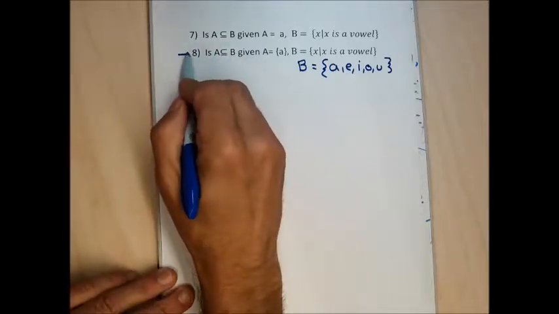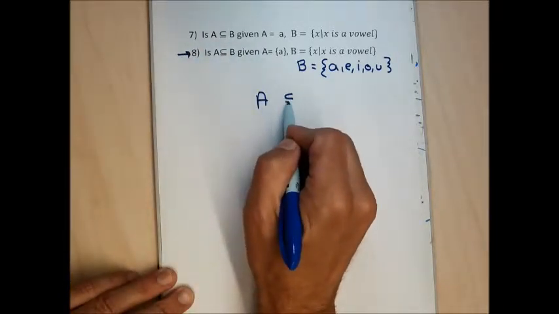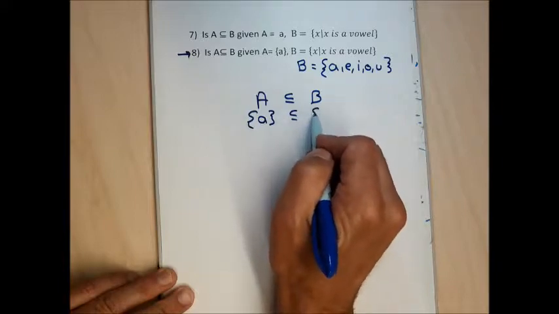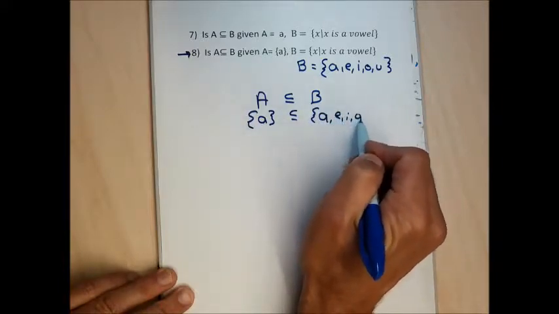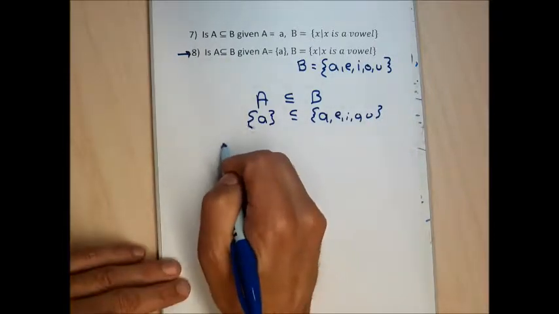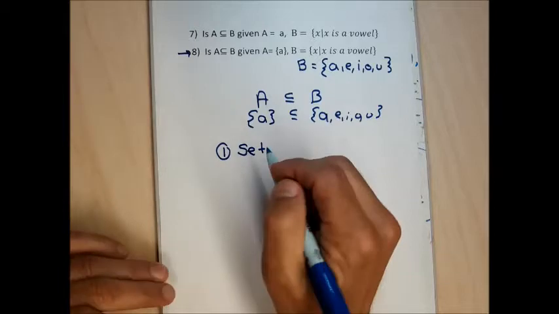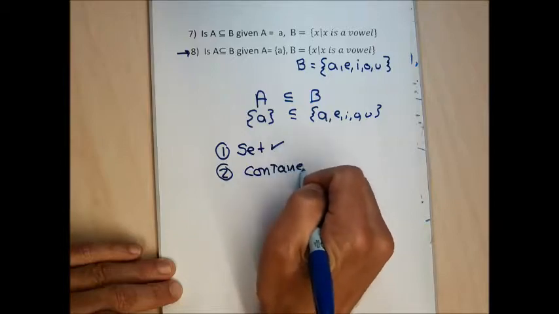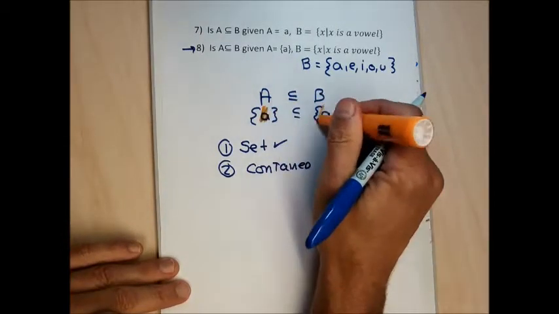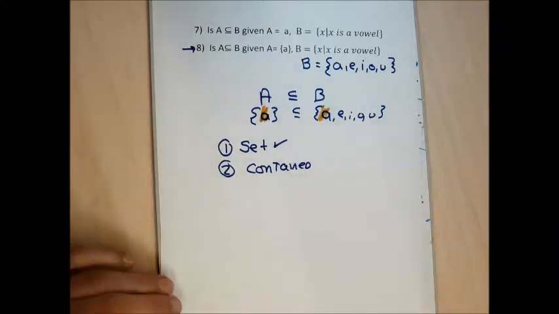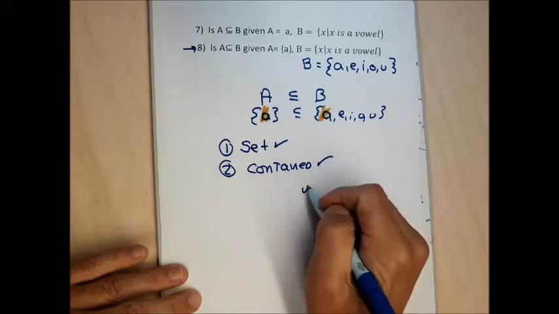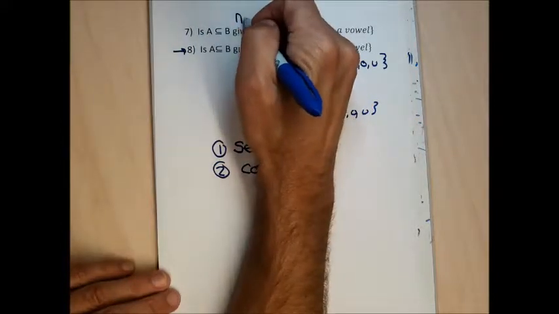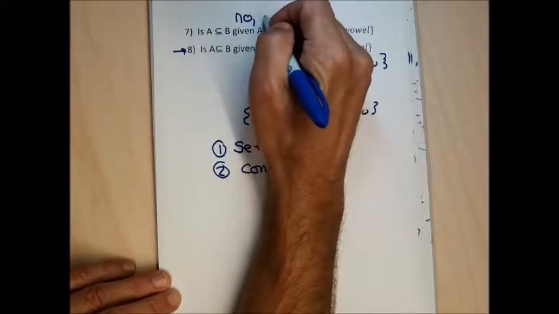So question 8 is asking me, is set A a subset of set B, where set A contains the letter A, and set B contains the letters A, E, I, O, and U. And when I go to do this, rule 1, A needs to be a set, and that's satisfied because of the set braces. Rule 2, every element in A needs to be contained in B, and the only element of A is A, and that's also in B, whether you do or don't include the Y. This is going to be satisfied, so my answer is going to be yes. When you do your number 7, your answer is going to be no, and the reason is because this part right here isn't a set.